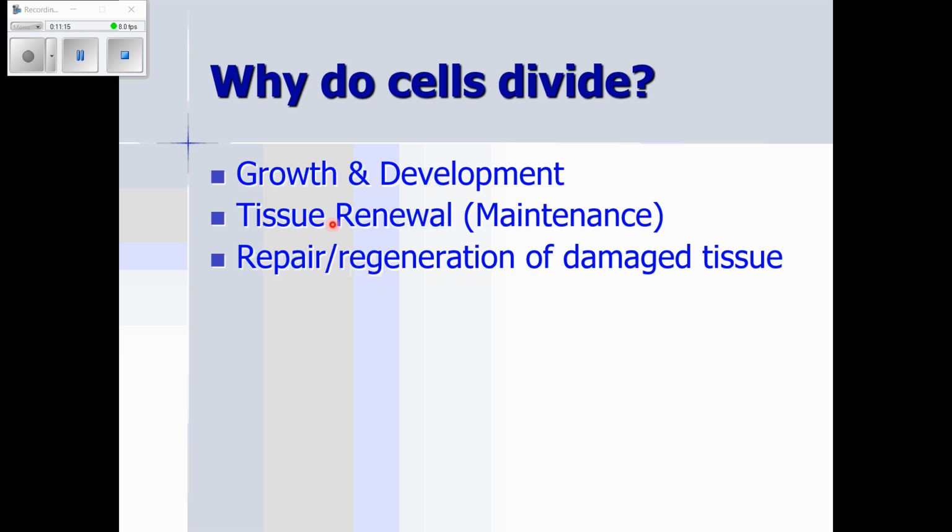And then I skipped over this bullet here, but another reason why cells divide is just maintenance, just day-to-day tissue renewal. To illustrate that one, let me give you a very real-world example to think about. The last time you cleaned your room, and your mom sent you in your room with a dust cloth and some furniture polish, and she said, I want you to dust those bookshelves. I want you to clean your room.